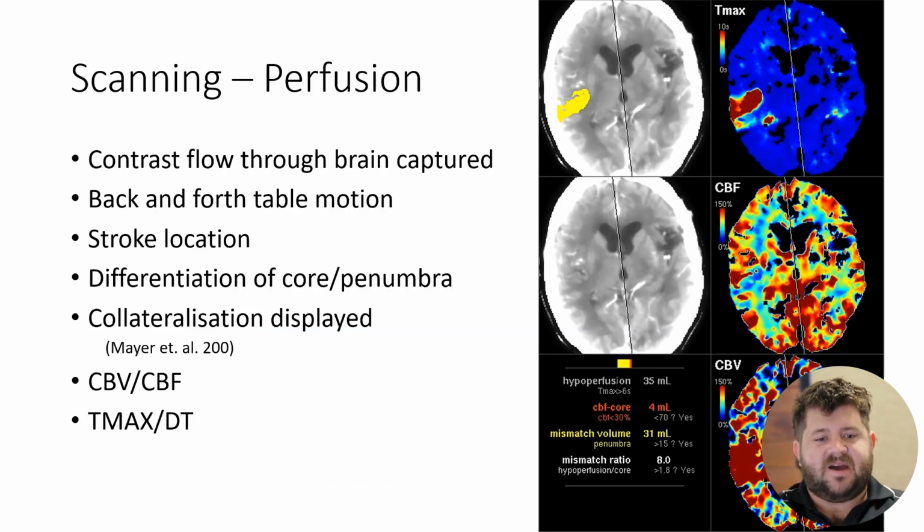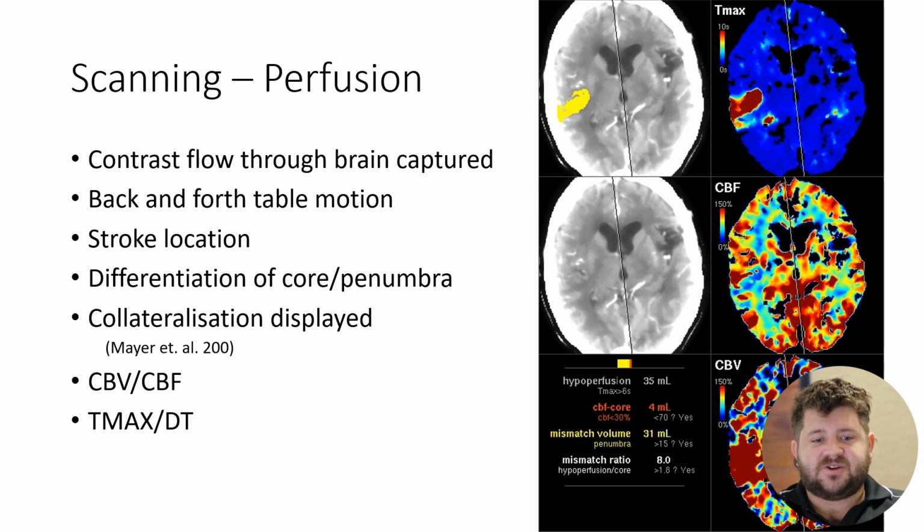As I just mentioned, the main aim of our perfusion scan is to visualize the contrast flow through the brain captured over time. To achieve this, the scanner moves the patient back and forward through the gantry, and this is why our scan range is limited. The goal of the perfusion is to decide if there is or isn't a stroke, where the stroke is, what vessel is occluded, and if there is ischemic core, being the already dead brain tissue, or any penumbra, which is the salvageable tissue. Obviously our aim is to have a minimal core and a large penumbra, which means when we remove the clot, there's a chance that that brain tissue will still be salvageable.